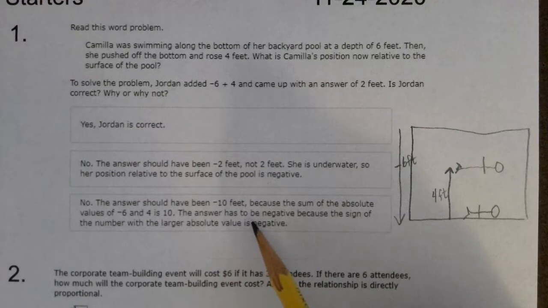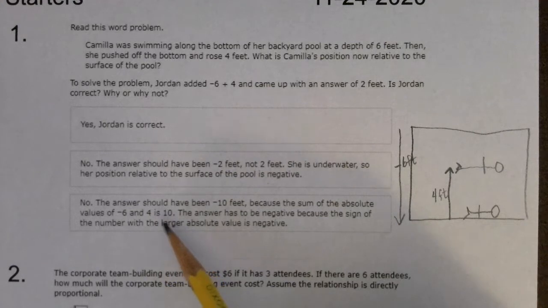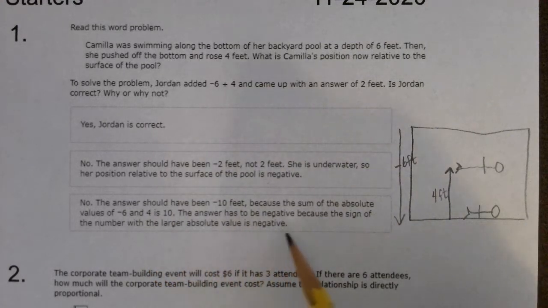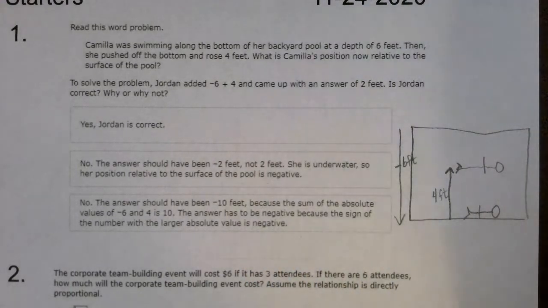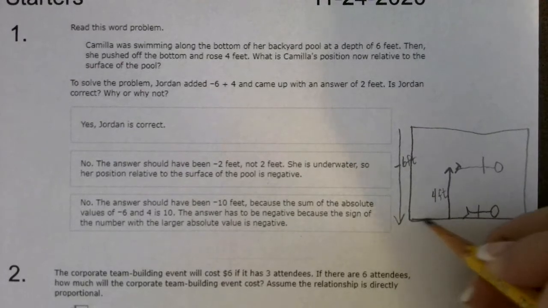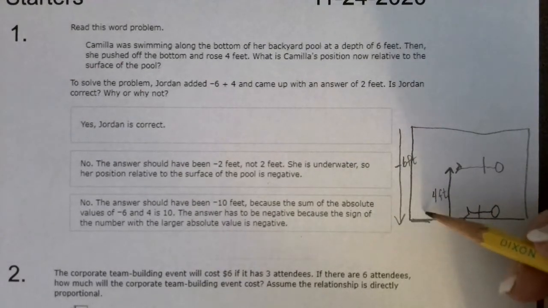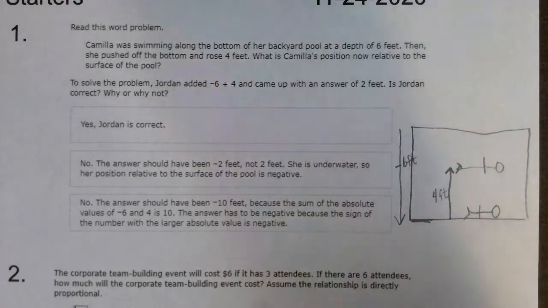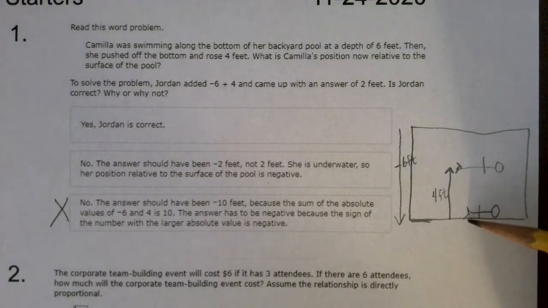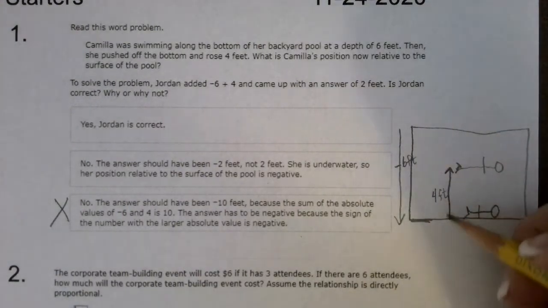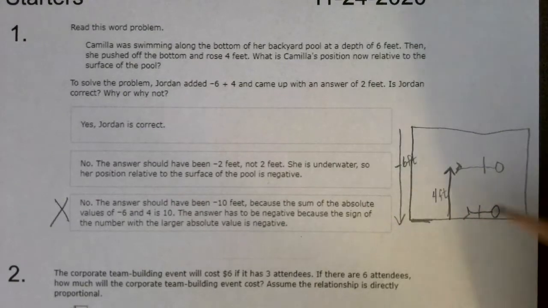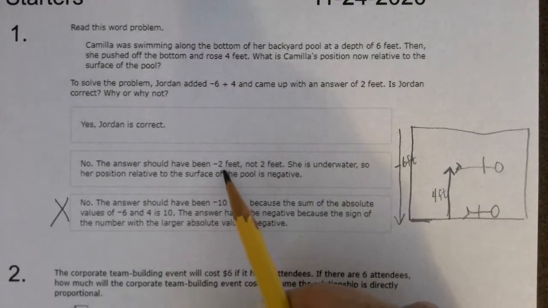Or the answer should have been -10 feet because the sum of the absolute values of -6 and 4 is 10. The answer has to be negative because the sign of the number with the larger absolute value is negative. Well, first of all, if the bottom of the pool is at -6, she can't swim further down. So it can't be -10 because she's already at the bottom of the pool, which is -6.